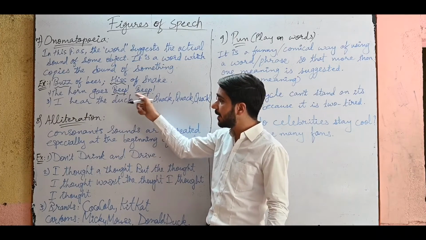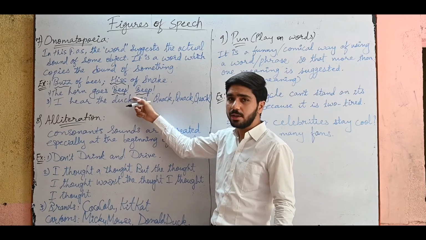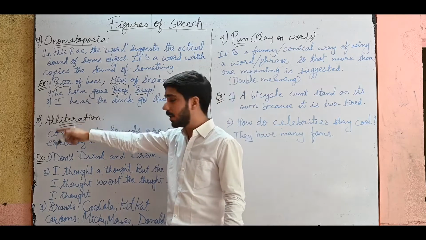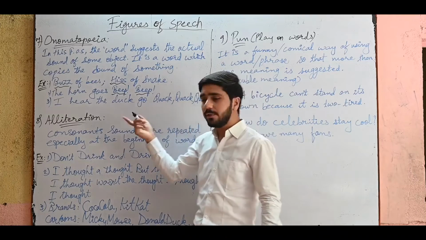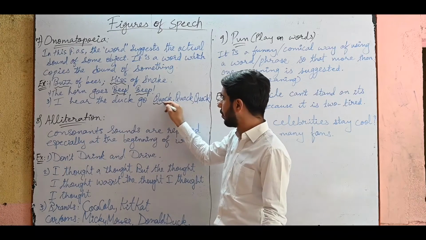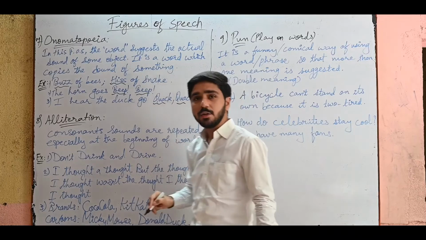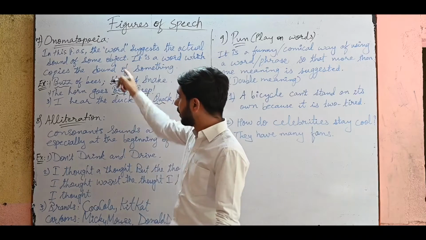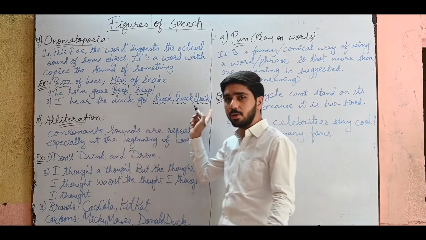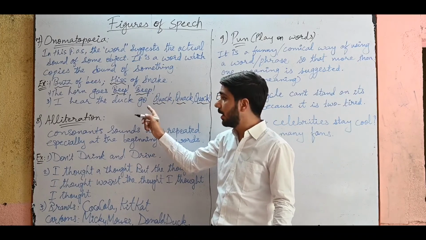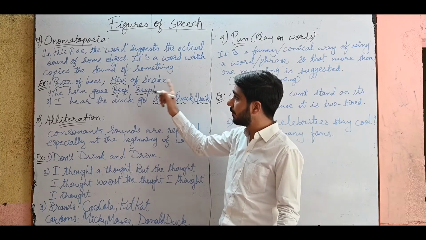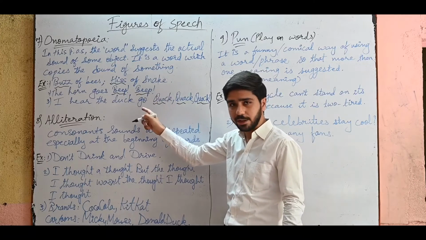So if that is given in the sentence, that is called the actual sound of the object, that is horn. Then I hear the duck go quack quack quack, and we all know that ducks make a quack quack sound, right? So that is called onomatopoeia. The original sound of the duck is given over here, and everywhere over here the original sound of the objects is given, and that is our figure of speech based on the sound effect.